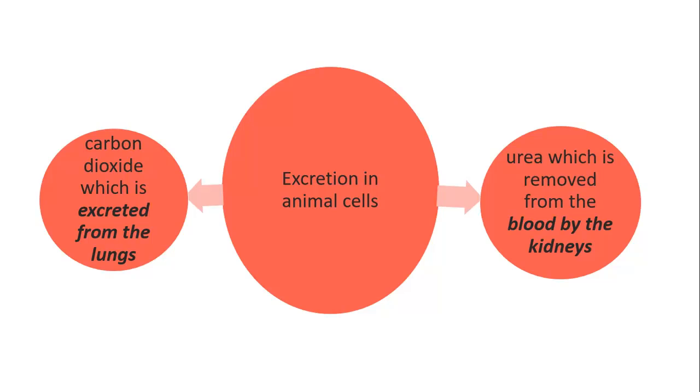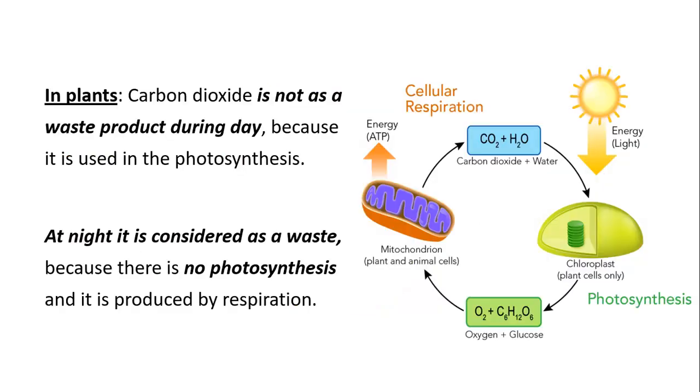So, excretion in animal cells. We excrete from our cells two main molecules. The first one is carbon dioxide, as we mentioned earlier, that will be excreted from the lungs. And the other one is urea, which is removed by blood and then to the kidneys and then will be excreted outside as urine or sweat. So urea itself is very, very toxic. So when we excrete it as urine, we get rid of it in order to maintain our body environment healthy.